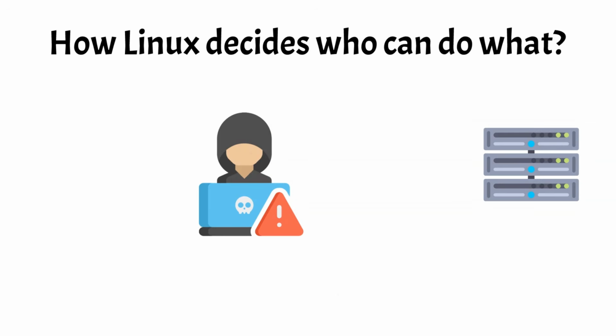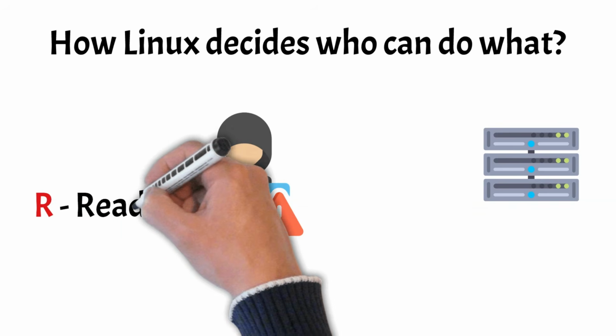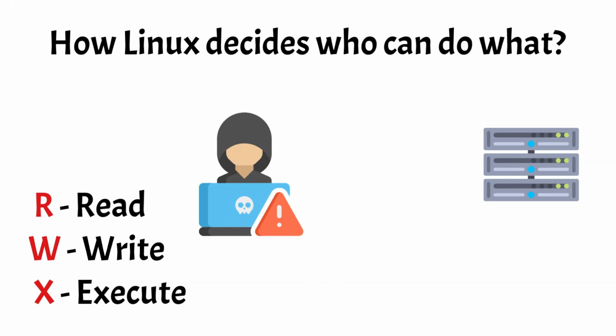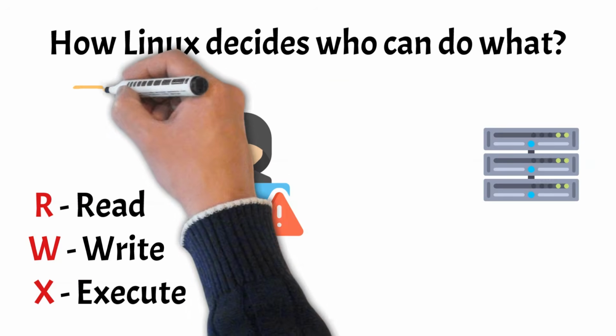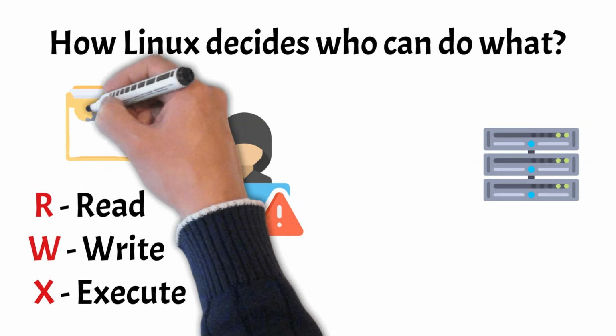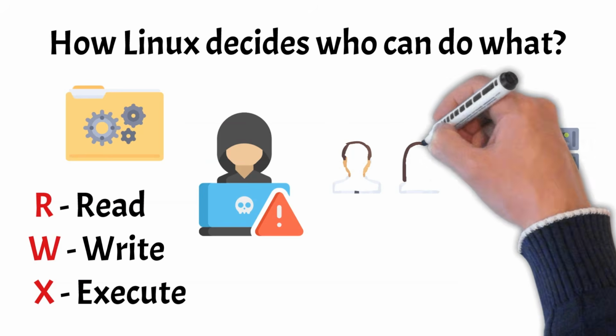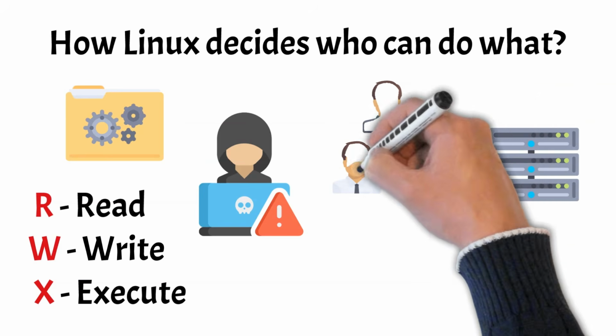In Linux, every file and directory has three basic permissions: read, write, and execute. Read allows you to view the contents of a file. Write allows you to modify or delete it. And execute allows you to run a file as a program or access a directory. But Linux doesn't just ask, can this file be read? It asks who is trying to read it.